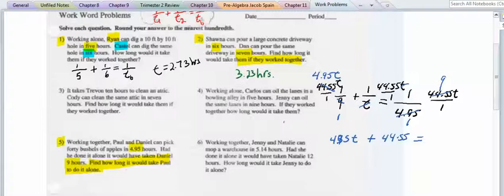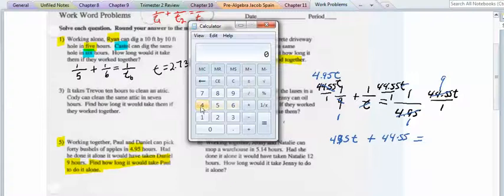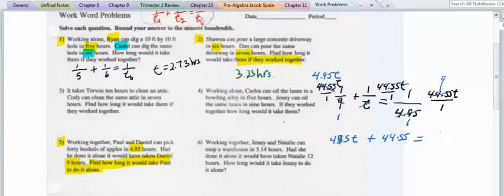Let me prove it to you with our calculator. Where'd my calculator go? If I say 44.55 divided by 4.95, I get 9. Okay, so now I have 9 times 4.95, which is 44.55. Now we're going to subtract 4.95 T from this side, subtract 4.95 T from this side.